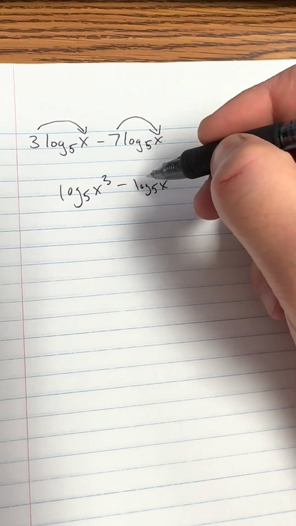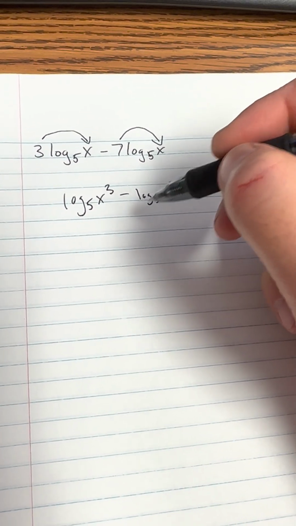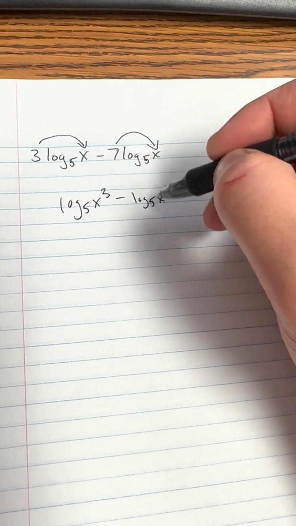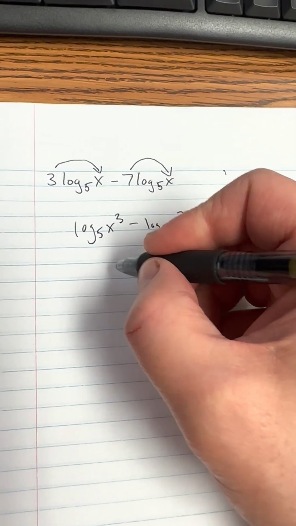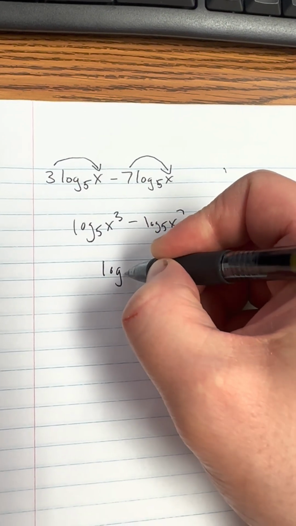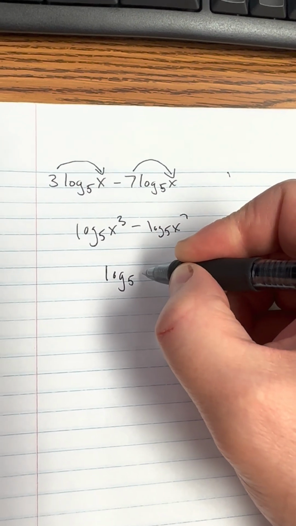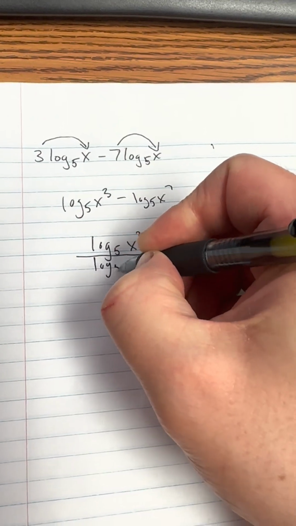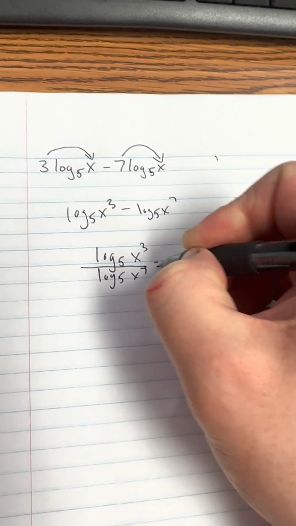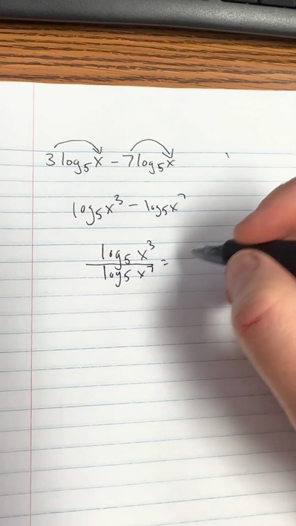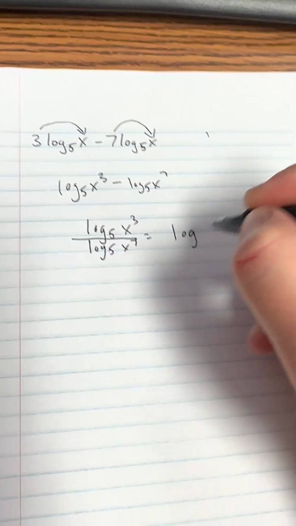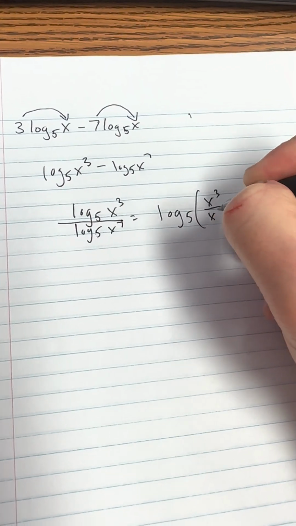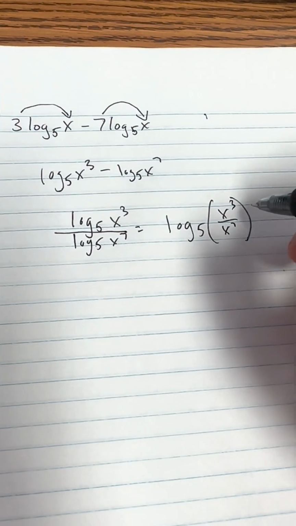But now we have the quotient rule. So the quotient rule just says we'll do the log with the base, and then we'll do this value over this value, right? Because it's a division problem. So log base 5, x to the 3rd over log base 5, x to the 7th. That's not really how you want to write it, though. I just wanted to show you for completion. You just want to write one log base 5. So log base 5, x to the 3rd over x to the 7th. That's probably fine, that answer.